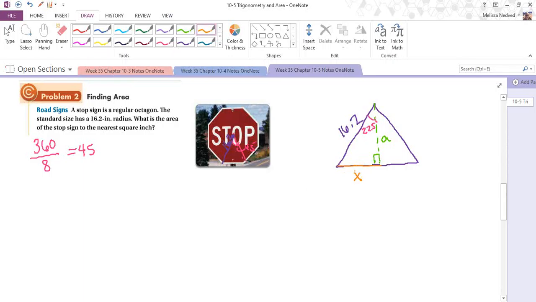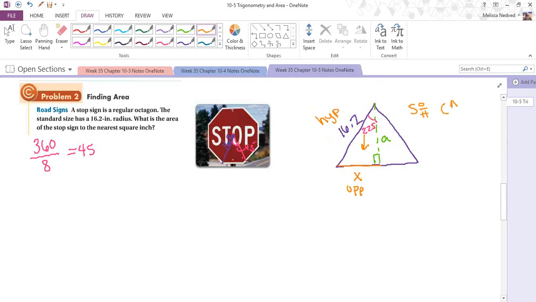Once I find x, I'm going to go ahead and continue on to find my perimeter, because right now I don't know enough information to get that perimeter. Once I get x, I'll find my perimeter, then I'll go back and find my apothem. Once I have my perimeter and my apothem, I can solve for my area. So here's the angle I know, 22.5. This x is my opposite side, and 16.2 is my hypotenuse.